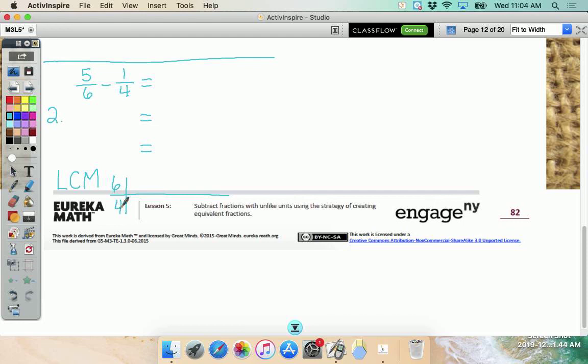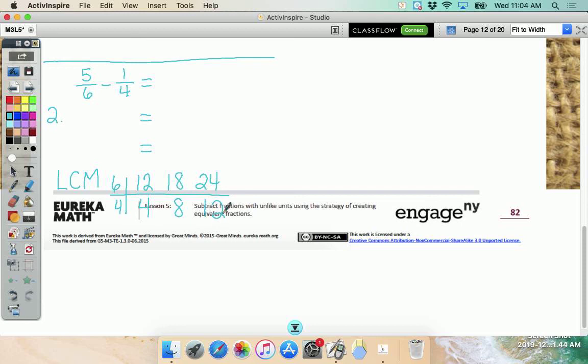Now, here's what I'm going to do. I'm going to skip count by 6s. 6, 12, 18, 24, 30, 36. I'm just going to write 3 numbers. That's probably far enough in most cases. And then what am I going to skip count by? 4s. So tell me what they are. 4, 8, 12, 16. Okay, I could keep going.